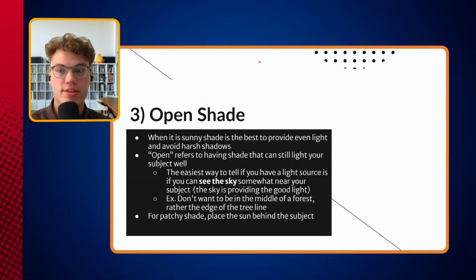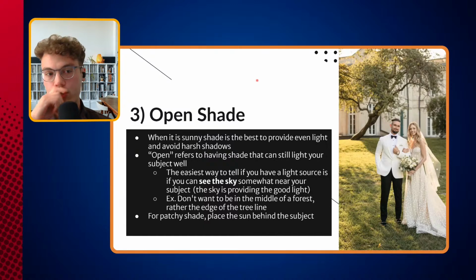So yeah, that's overcast. So the next one is open shade. And this is probably the most common thing that I'll use on a wedding day, because usually it's sunny out. So for that, I'll look for what I call open shade. Essentially, that means having access to the sky, like I talked about earlier. So that is your foreground light.